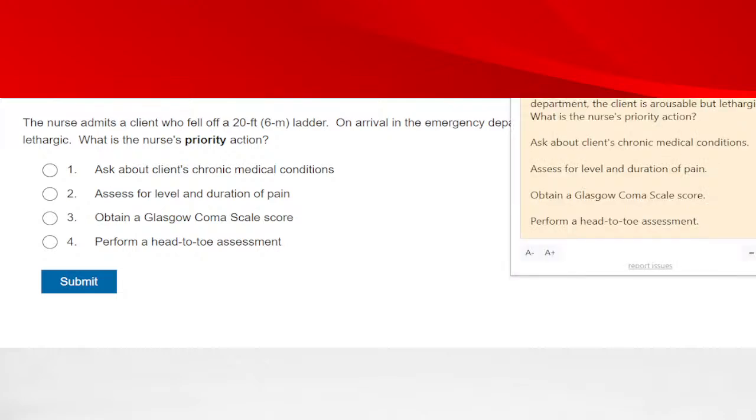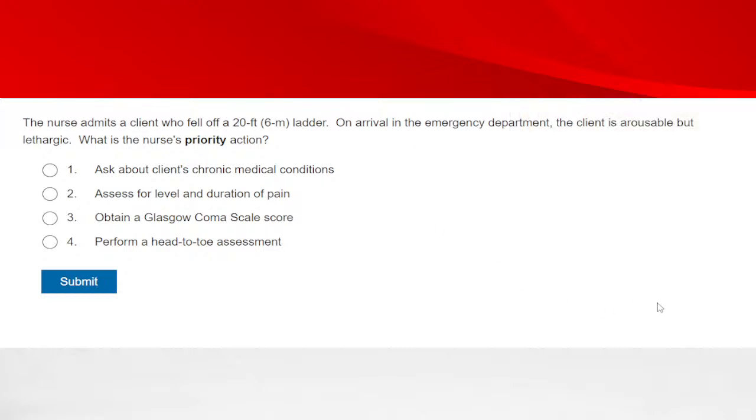The nurse admits a client who fell off a 20-foot ladder. On arrival in the emergency department, the client is arousable but lethargic. What is the nurse's priority action? Ask about client's chronic medical conditions. Assess for level and duration of pain. Obtain a Glasgow Coma Scale score. Perform a head-to-toe assessment.